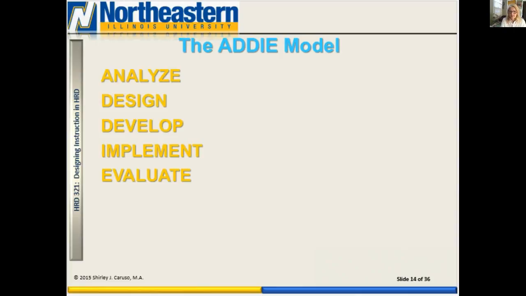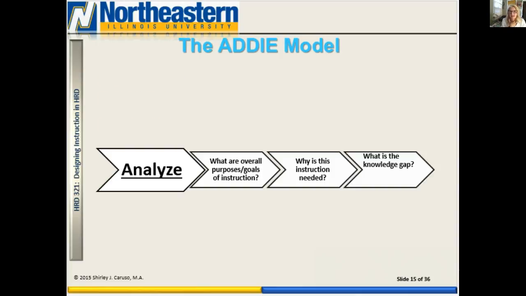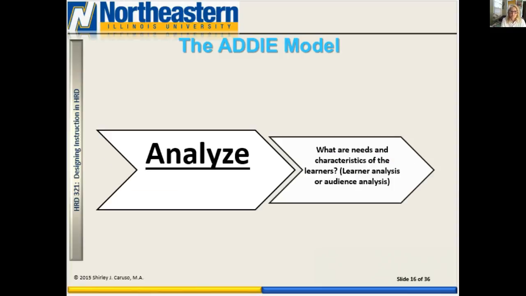What happens in these various phases of the ADDIE model? The analyze phase helps to answer these questions. What are overall purposes or goals of instruction? Why is this instruction needed? And what is the knowledge gap? In the analyze phase, the needs and characteristics of the learners are identified. This is called the learner analysis, or often called an audience analysis.